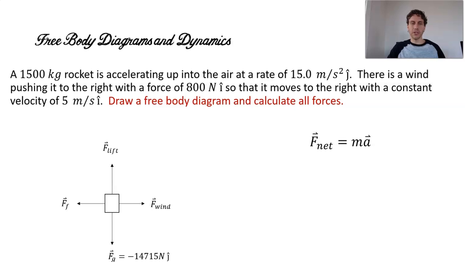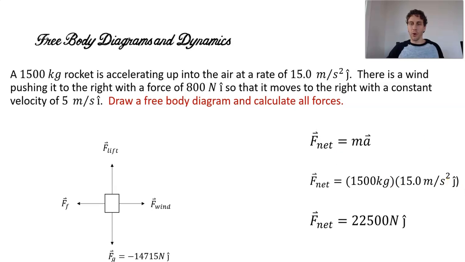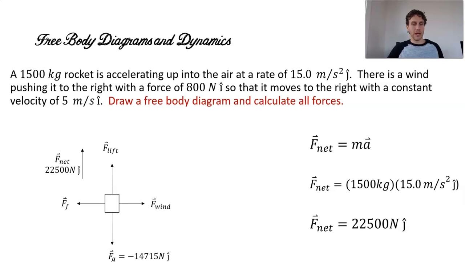So first let's find the net force. We can use Newton's second law, which is F net equals ma. And we've got the mass, and we've got the acceleration. And so this formula that we derive from Newton's second law tells us that the net force is 22,500 newtons. So that means this one is 22,500 newtons greater than that one.